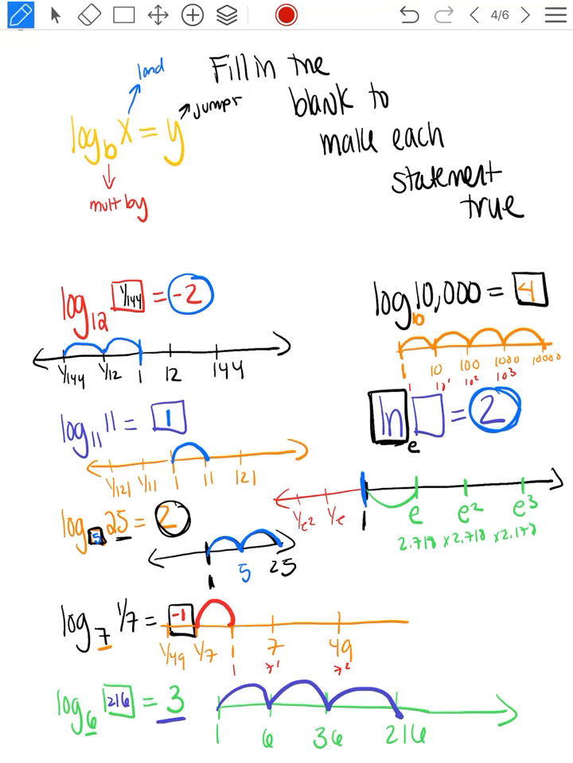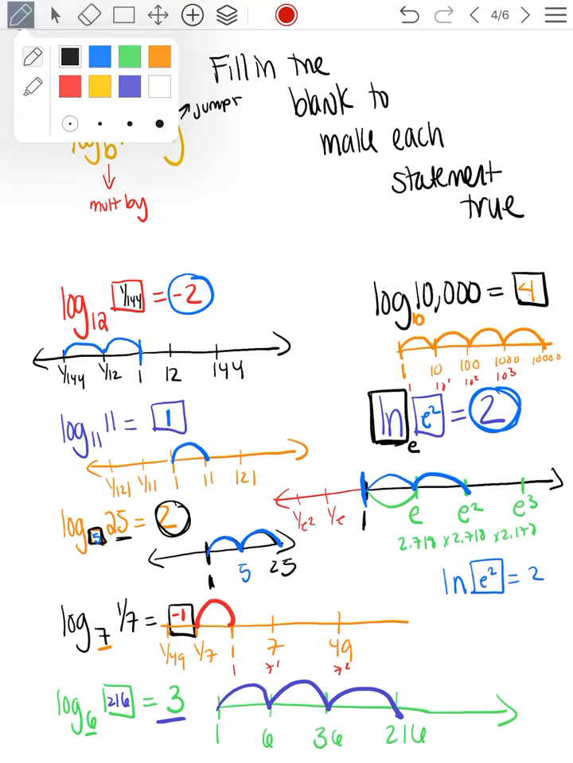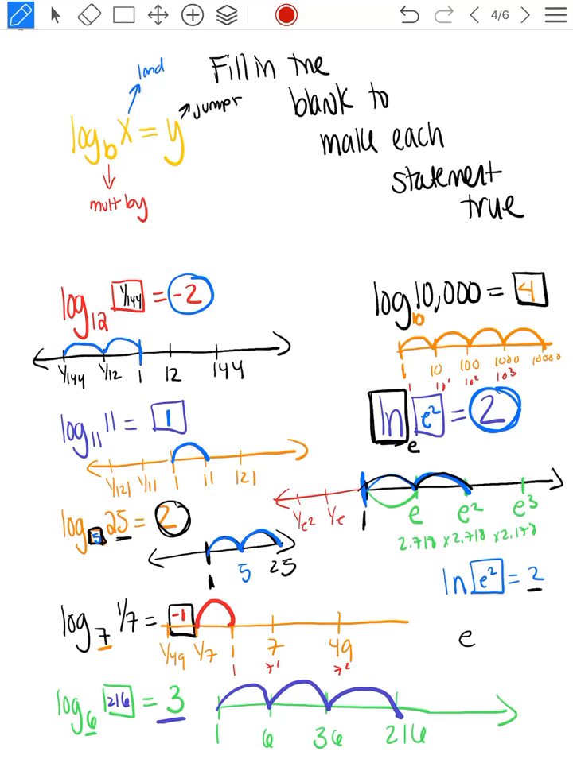So 2 is the number of jumps. So starting from 1, I'm going to take 2 jumps. That's going to get me to E squared. So I'm going to just write it a little nicer down here. So basically we're saying natural log of E squared is equal to 2, which is saying if my base is E and I take 2 jumps, I'm going to get to E squared.